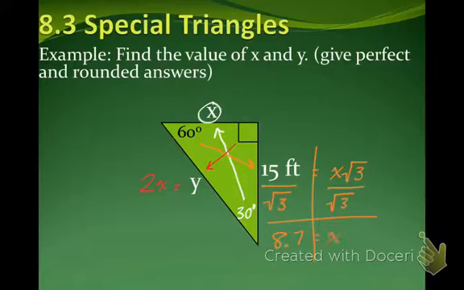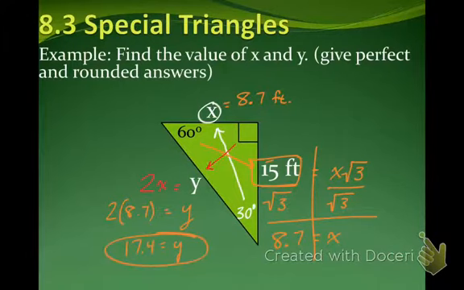So that tells me x is equal to 8.7 feet. We already have this leg, it's 15. This other side we know is 2 times 8.7 is going to equal y. So if I take that times 2, I end up with about 17.4. So I've now been able to find all three sides of this triangle just using the rules that I've established.